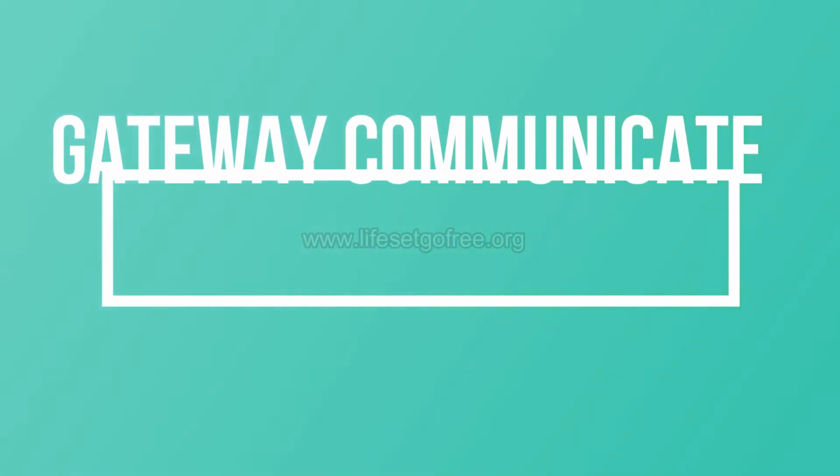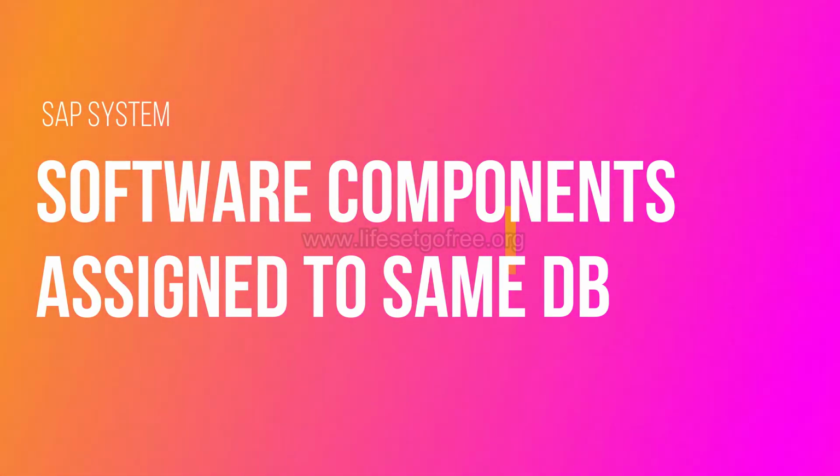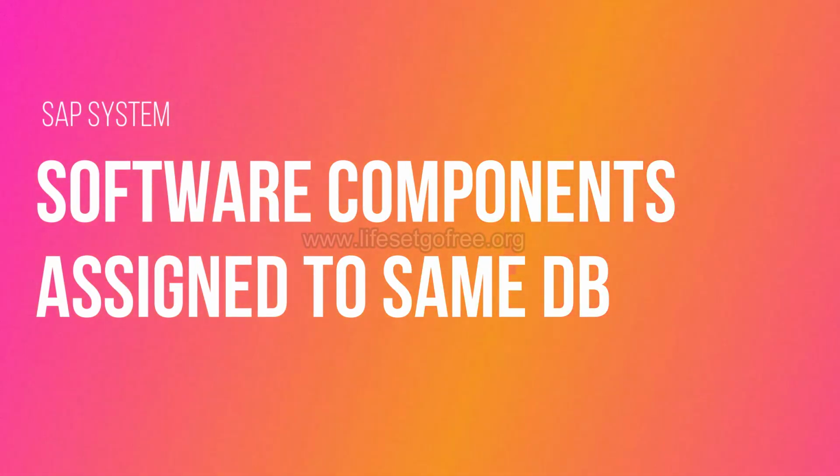What is the protocol that is used by the SAP Gateway Process? The SAP Gateway Process communicates with the clients based on the TCP/IP protocol. This is only for information. You might have already heard this TCP/IP many times. We will not go into details, just remember it is TCP/IP. Okay, I think I have already discussed what a SAP system is. It is a union of all the software components that are assigned to the same database.